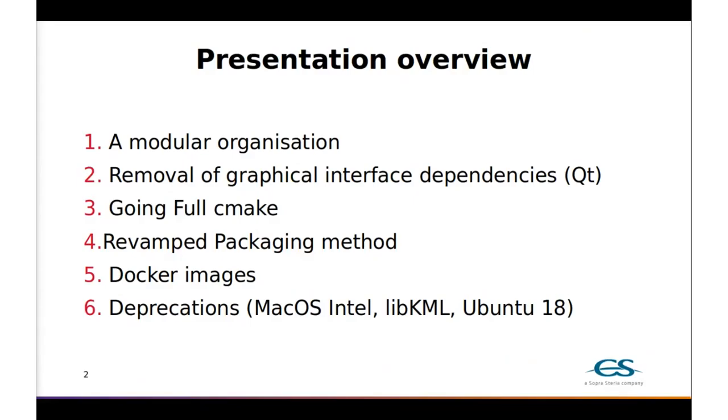The third thing is going full CMake, because it was a mix of itself, package config, and CMake, so it was kind of a mess for the packaging, for the compilation also. So after going full CMake, we'll see how we revamped the packaging method. We also publish now Docker images, which was not the case in OTB 7 or 8. And we also want to make some deprecations.